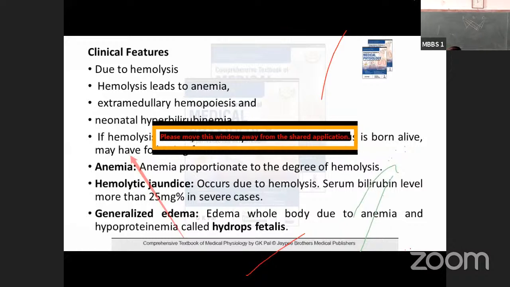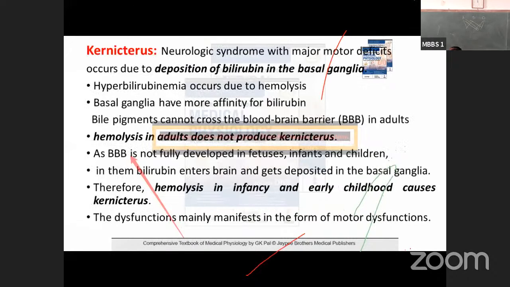Hypoproteinemia and anemia cause hydrops fetalis. So, what are the signs of the erythroblastosis fetalis? One is the anemia. Second is the hemolytic jaundice because of the raised bilirubin levels, and third one is the hydrops fetalis because of the anemia and the hypoproteinemia.